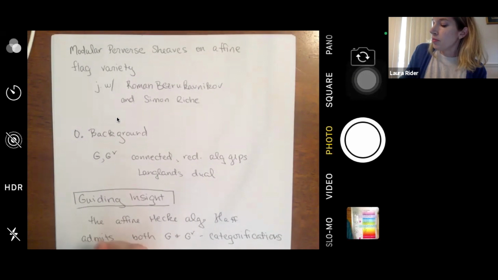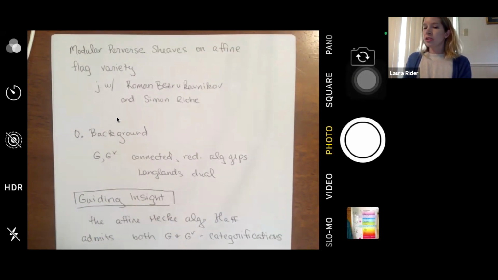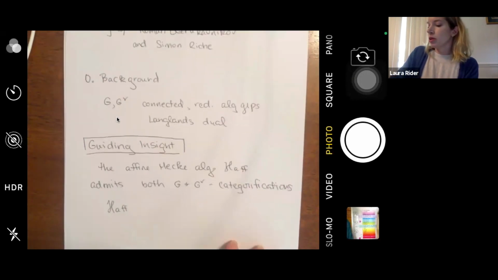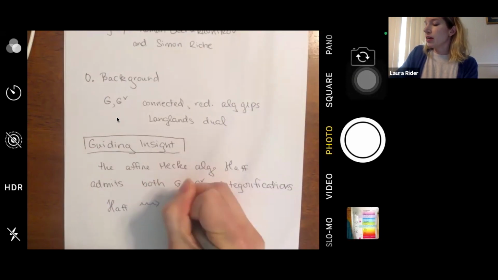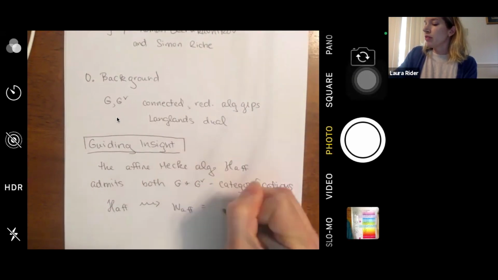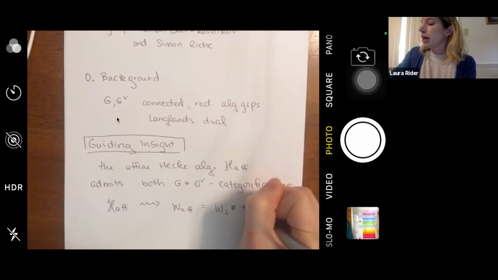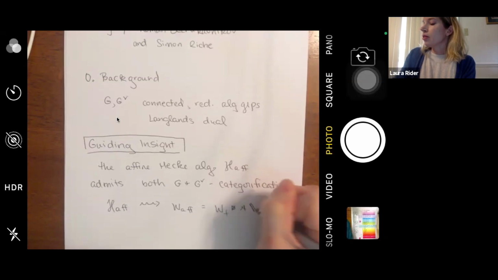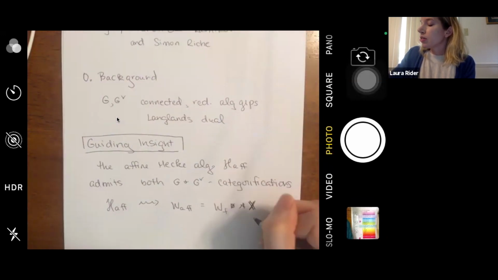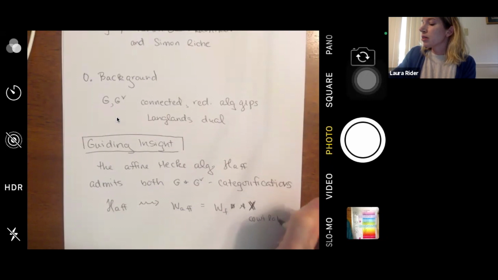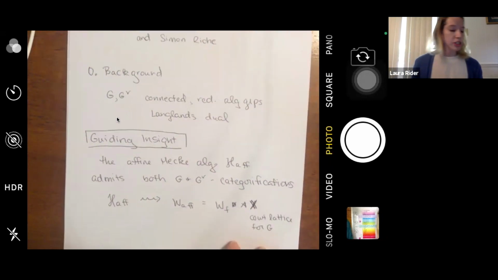The affine Hecke algebra that I'm talking about is the one corresponding to the extended affine Weyl group, which is given by the finite Weyl group and the weight lattice or coweight lattice. So this is the coweight lattice. In my setup, this is the coweight lattice for G, or the weight lattice for G check.